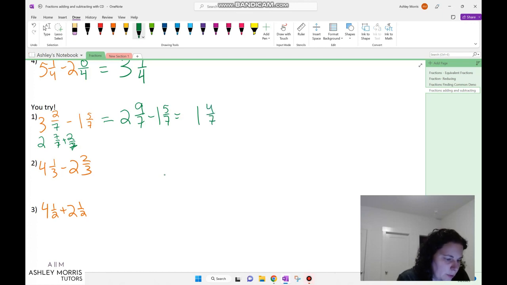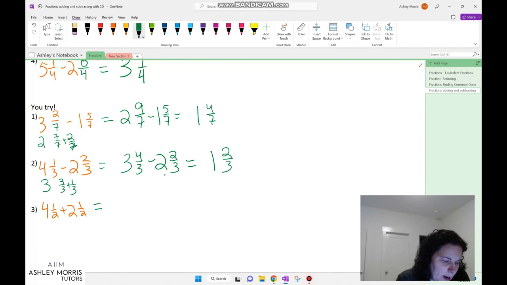Same thing here. We're going to have to regroup. That becomes a 3 and then 3/3 plus 1/3. So I'm going to make that a 3 and 4/3 minus a 2 and 2/3, which is going to be a 1 and 2/3. Done.